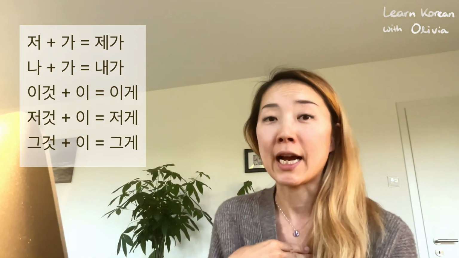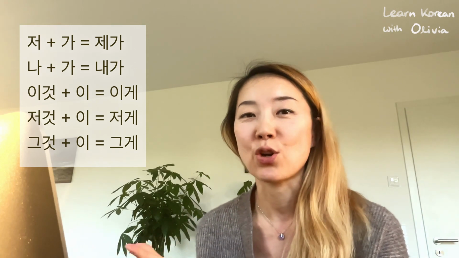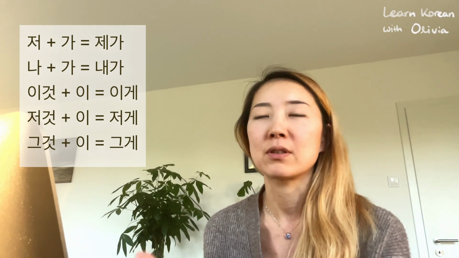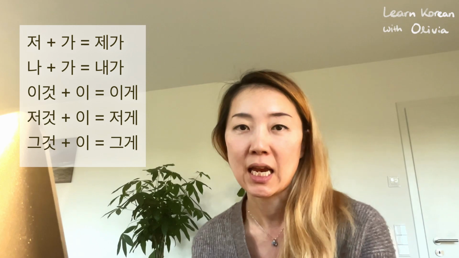But there's something to remember. Sometimes the sound changes a little bit. Let me introduce a few of them. Like 저 plus 가, I becomes 제가, not 저가. I think it is to make the pronunciation easier. 제가. And 나, the casual I, 나 plus 가 becomes 내가, not 나가. And 이것 plus 이, this thing as a subject, is 이게. You can also say 이것이 without shortening it, but you can also say 이게. And 저것 plus 이 becomes 저게, and 그것 plus 이 becomes 그게.